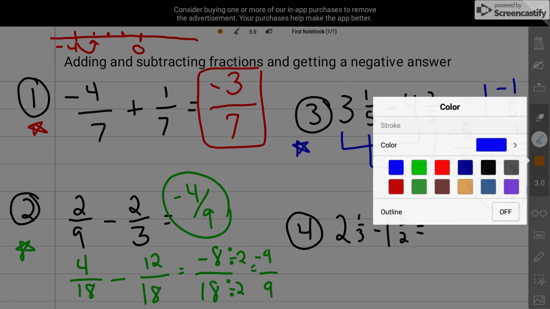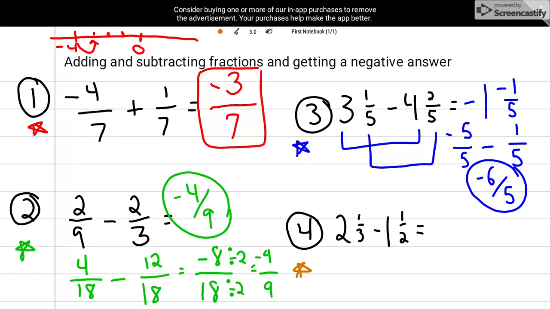Let's look at the last one down here. Let's do this one in orange. So first thing I'm going to do is subtract the whole numbers. So I'm going to get 1. Now let's look at the fractions. So I need an LCD here. It's going to be 6. So I'm going to have 2 over 6 minus 3 over 6. That's going to give me a -1 over 6.